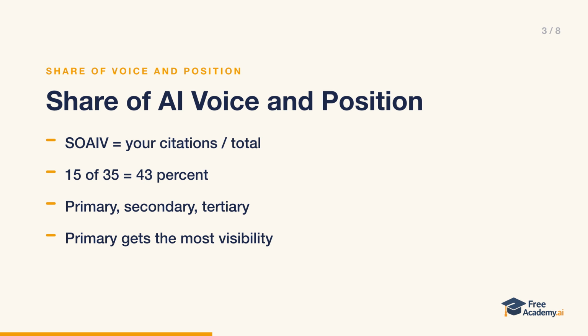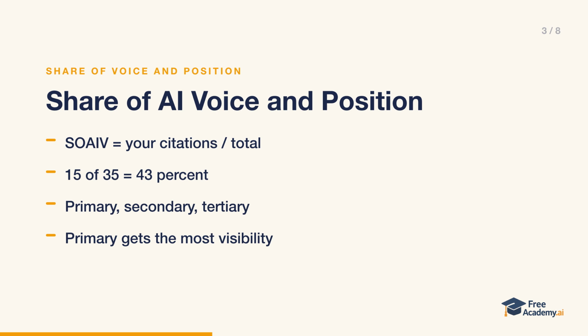Share of AI voice compares your citation presence to your competitors. Divide your citations by the total citations for the topic and multiply by 100. Take CRM pricing queries as the example. You get 15 citations, competitor A gets 12, and competitor B gets 8. That is 35 citations in total, so your share of AI voice is 43%. It tells you your competitive positioning inside AI responses and your market share in AI-driven discovery.